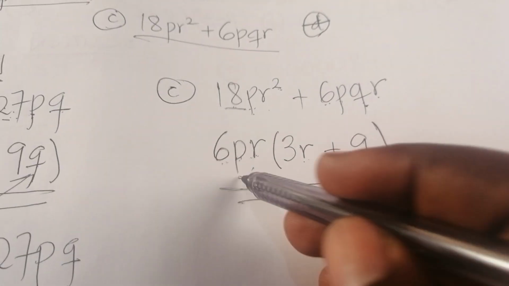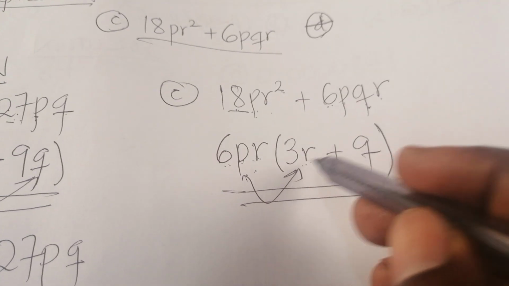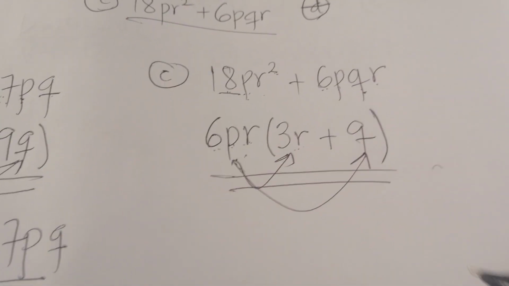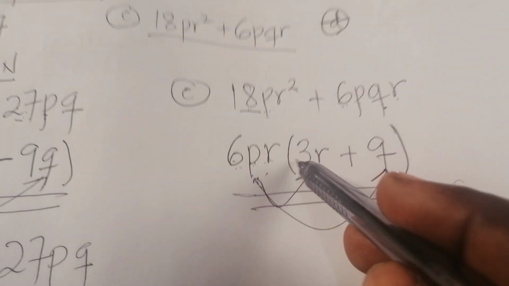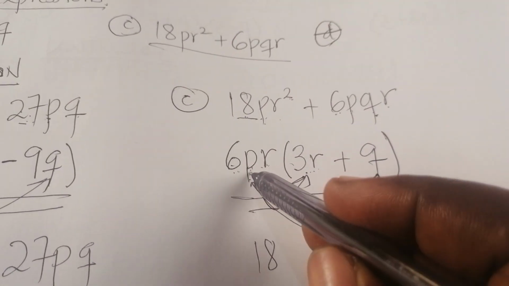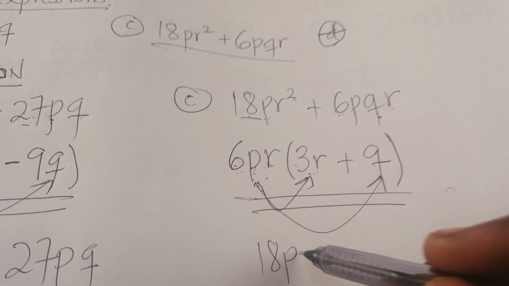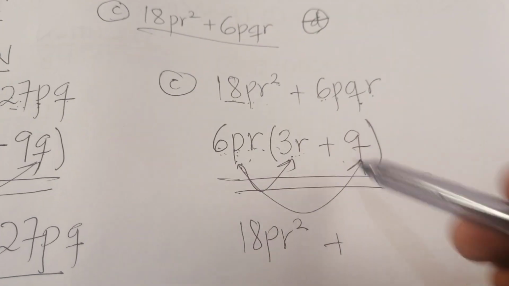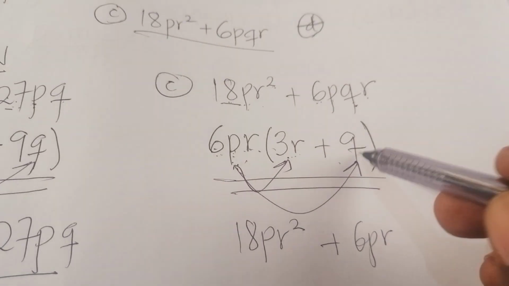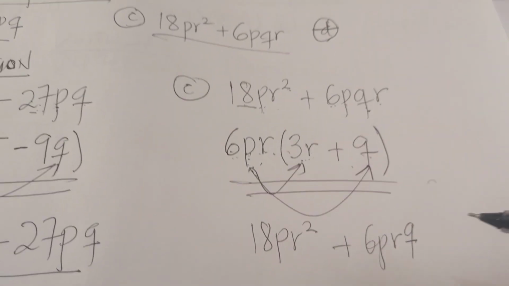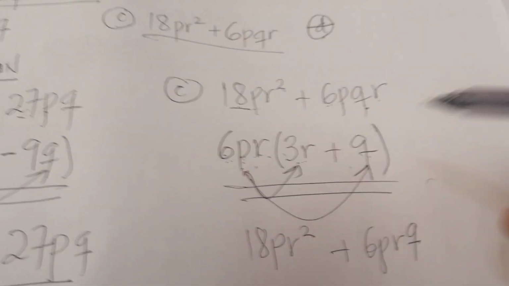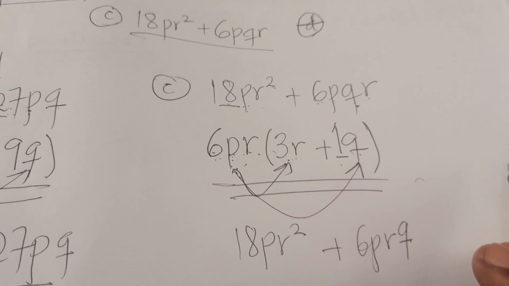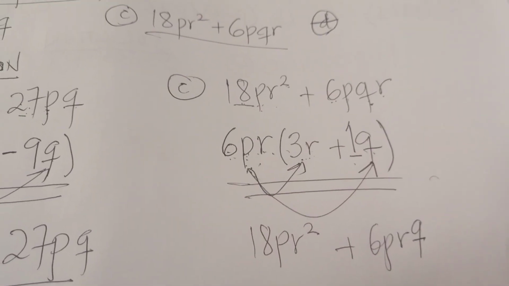So by expansion, we multiply the common factor by each of the terms in the bracket. So this gives us 6 times 3 gives us 18pr squared plus 6pr times q. I hope you are thinking of bringing 1 here. Yes, as its coefficient. But since it's not significant, we don't write it.